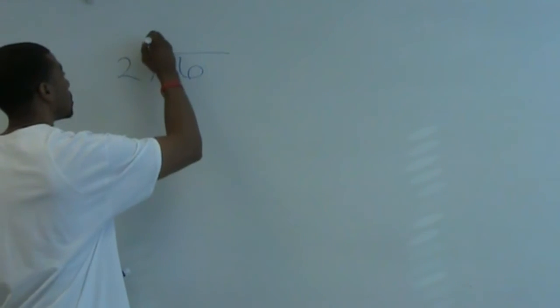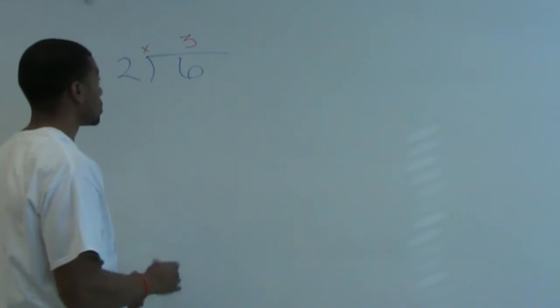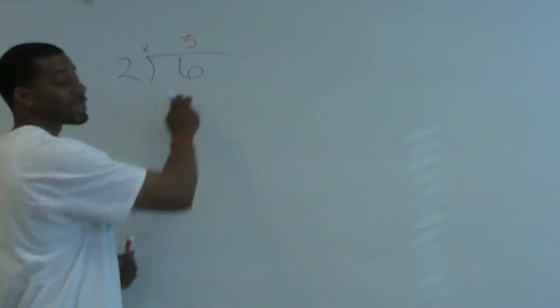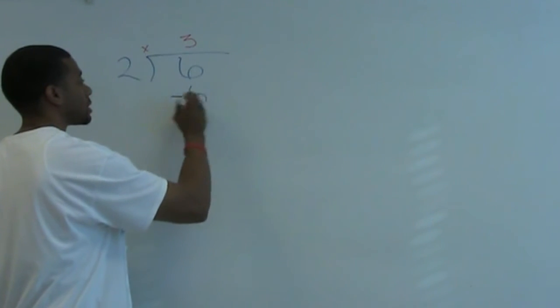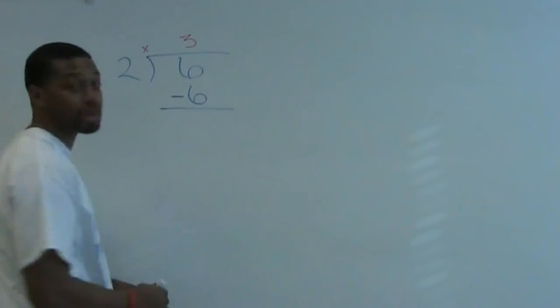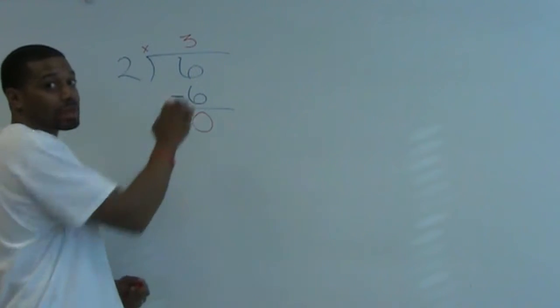2 times 3 will give me 6. So we know that 2 can go into 6 3 times. And 2 times 3 again is 6, so we will write our 6 there. And 6 minus 6 is 0. That's single digit by single digit.